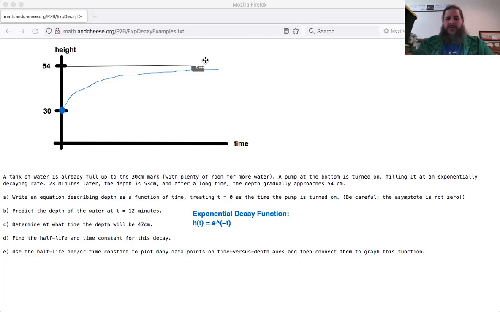We want it to approach 54, but if we just have h of t equals e to the negative t, what does that simple exponential decay function approach as t goes on? Yeah, that's going to approach 0. So the default exponential decay function, e to the negative t, approaches 0. But we don't want it to approach 0, we want it to approach 54. So how do we modify a function to make it approach 54 instead?